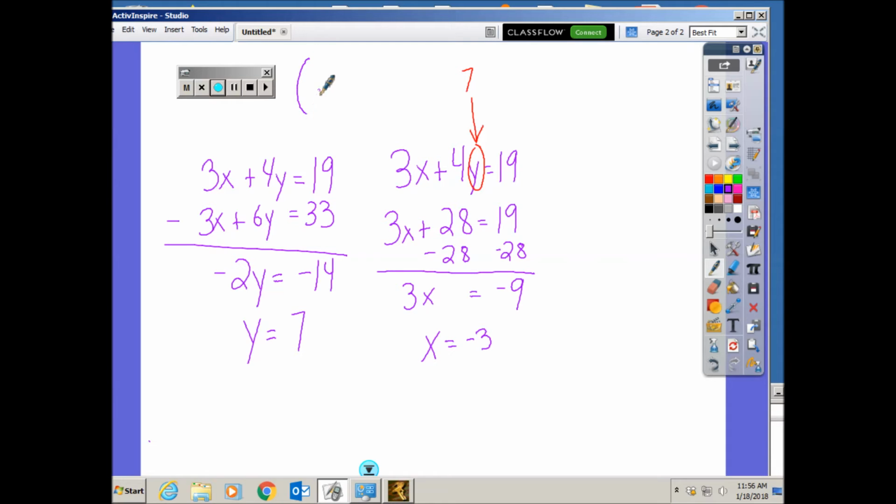So the x value always comes first in the ordered pair. The x value is negative 3. The y value is 7. That's the solution.